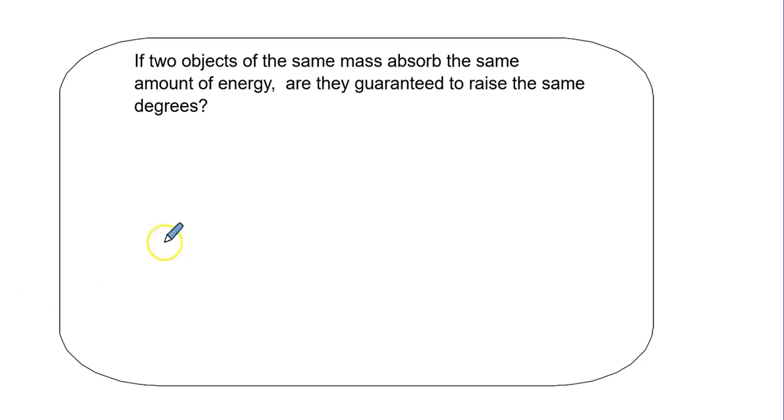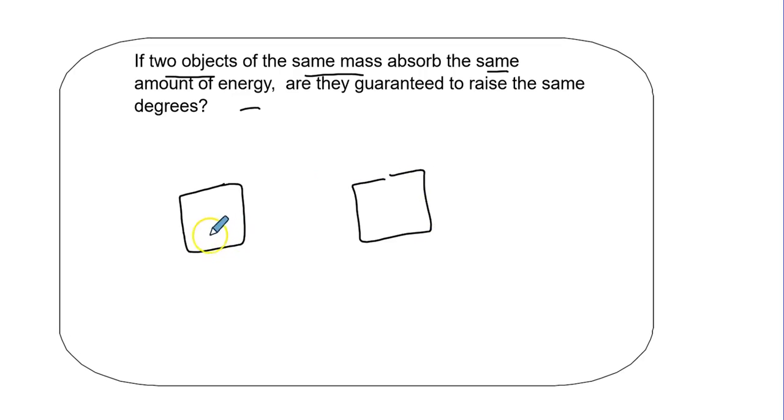All right. If two objects have the same mass and absorb the same amount of energy, are they guaranteed to raise the same number of degrees? Two objects, same mass, same amount of energy. So now we're getting two things: same size, same energy. Are they guaranteed the same temperature change? And the answer is, once again, still no.